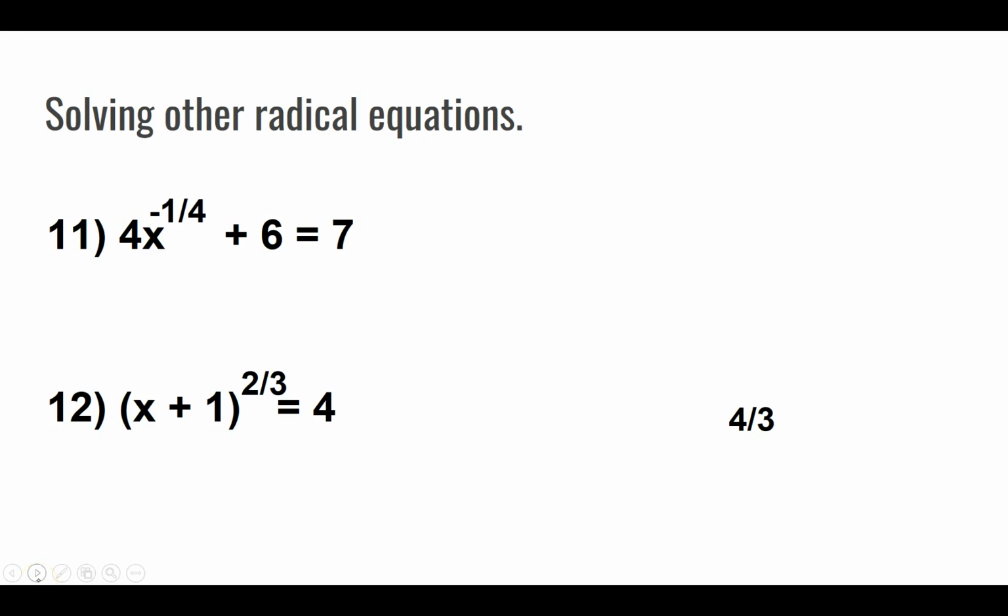All right, moving on. Here we go. 4 times x to the negative 1/4 plus 6 equals 7. What can I do first? Let's subtract 6. All right. Do I have my variable by itself yet? No. So what should we do? Multiply by 4. Divide by, let's divide by 4. I thought we didn't do that first. We gotta get the x by itself.